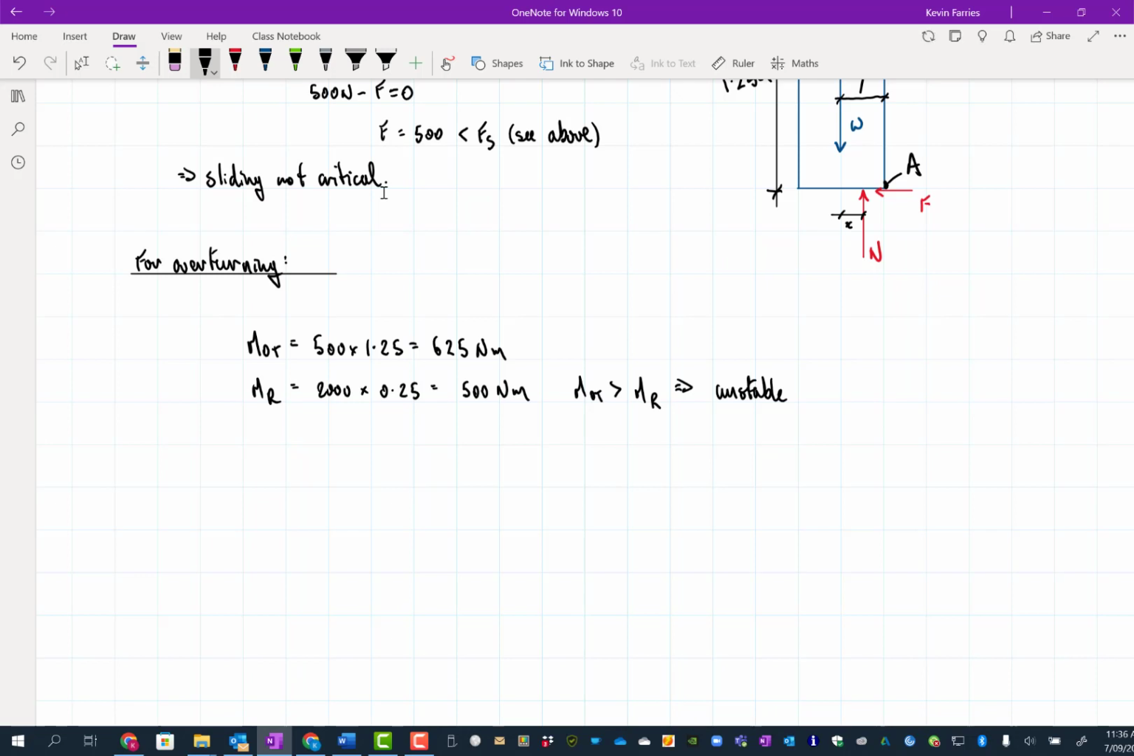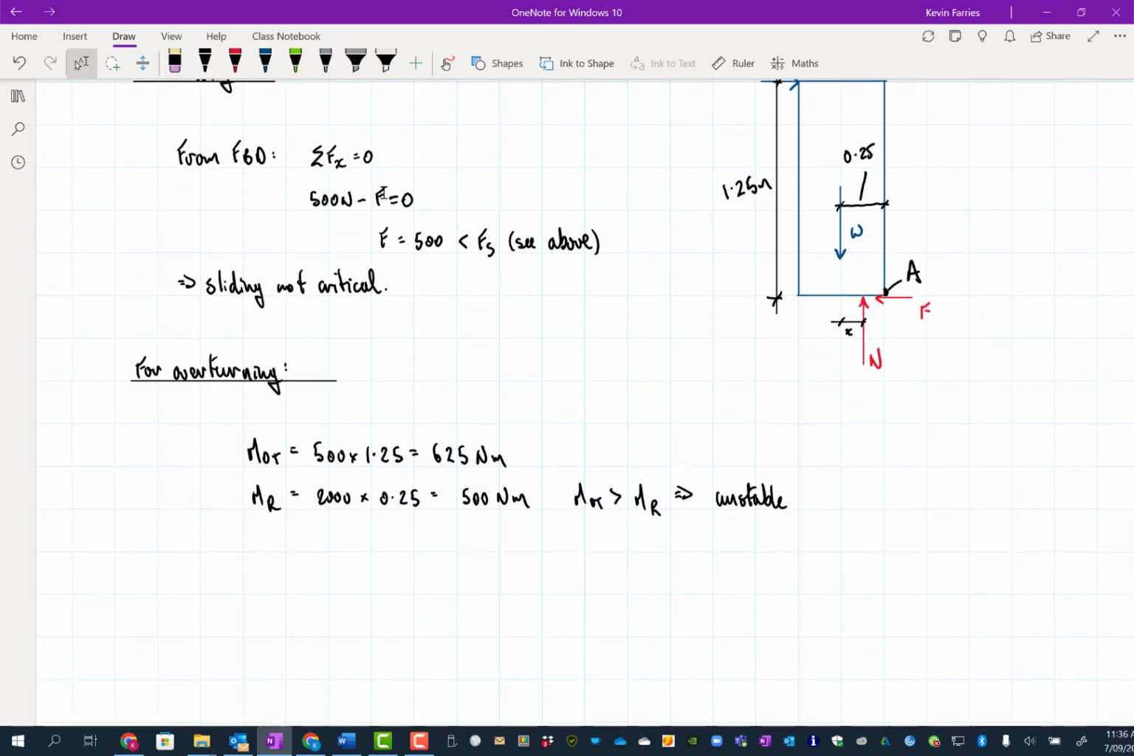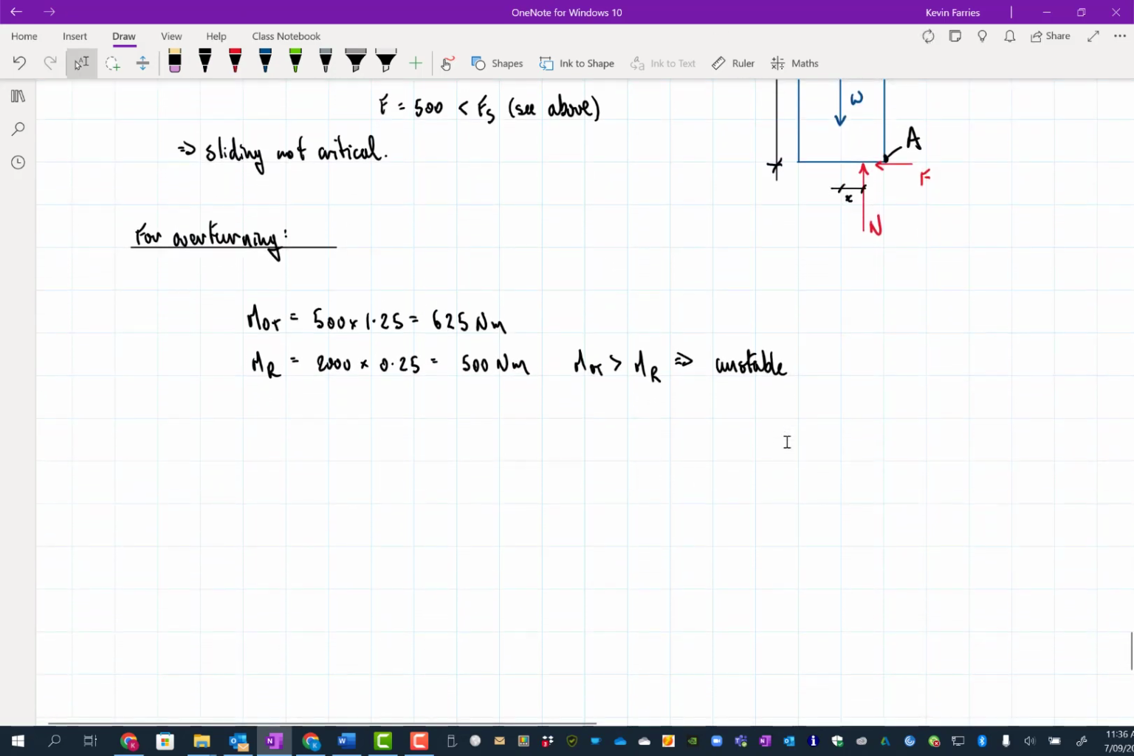And so we can see that the overturning moment's critical for this arrangement because, even at that load, it wasn't going to slide, so it's going to overturn first. So for P equals 500 newtons at Y equals 1.25 meters, the cabinet is unstable. And overturning is critical.